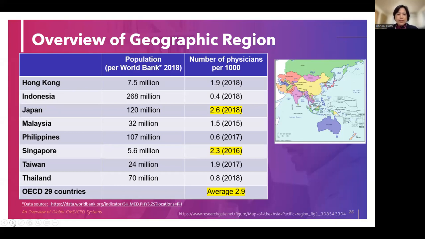As you can see, in most of the countries, the number of physicians is less than the average of the OECD 29 countries. Singapore and Japan are a little bit lower than the average, but most of the countries, Indonesia and Thailand, need significant development for medical doctors. Next slide, please.